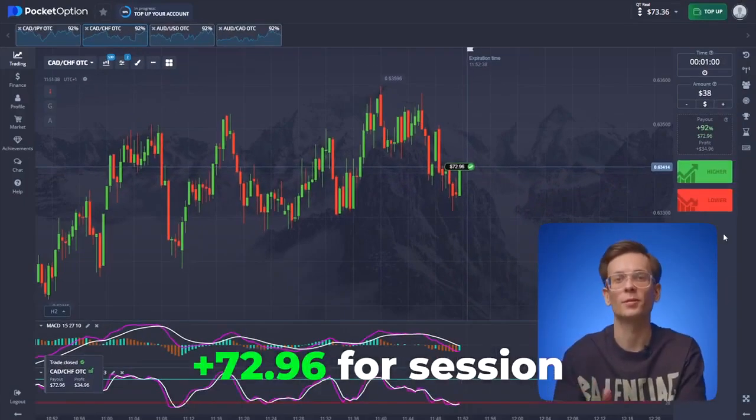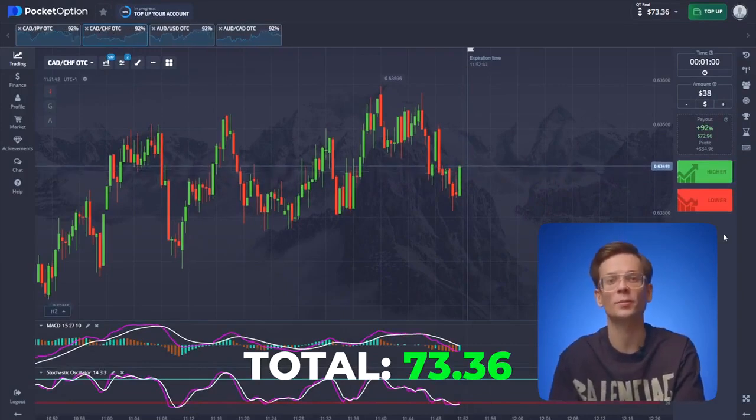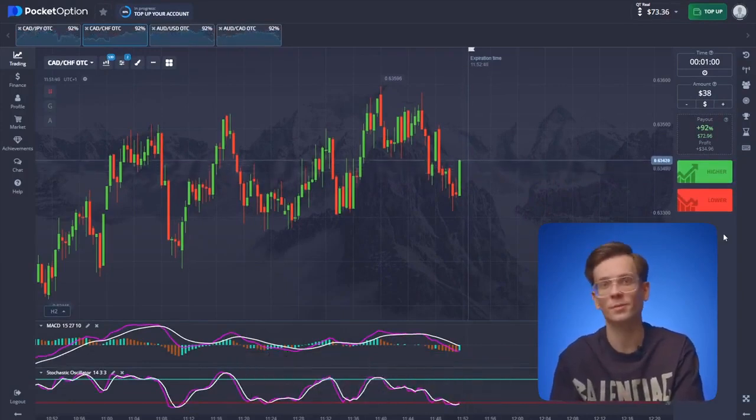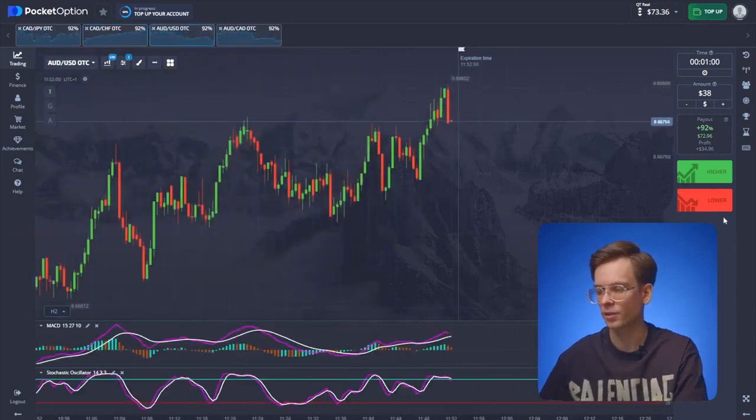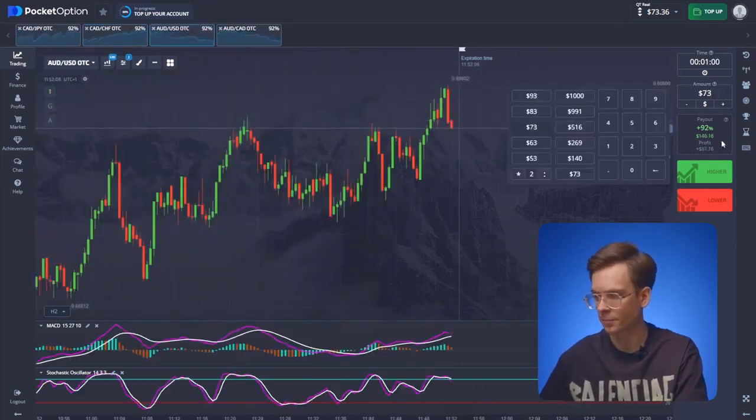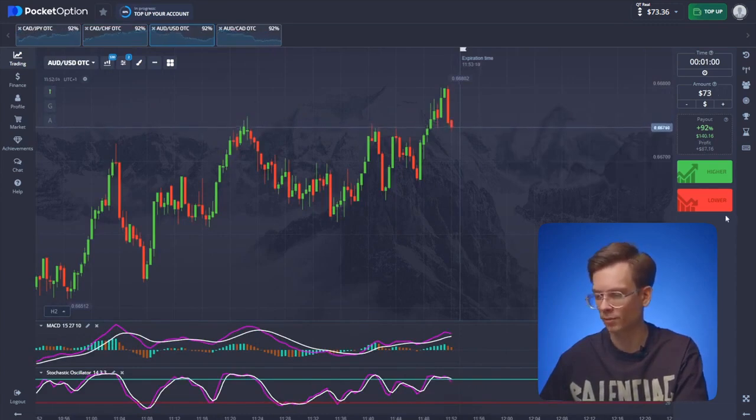This is how I prefer to close trades. The deposit is now up to 73, which is great news. Let's keep it rolling. Now it's the Australian and the American's turn. I'm bumping up the investment and going for the fall.